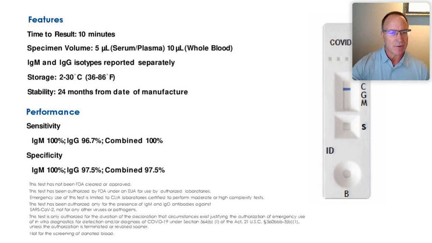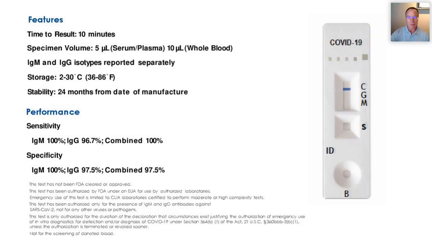So here are the numbers. Sensitivity, true positives, right? That's the number: if we say it's positive, how certain are we that it's true? So with the IgM it's 100%. IgG is 96.7%, and they say combined they round it to 100%.